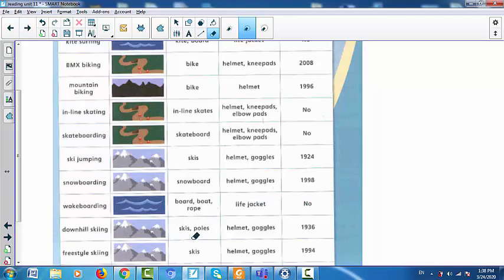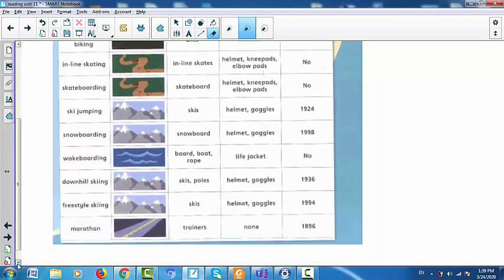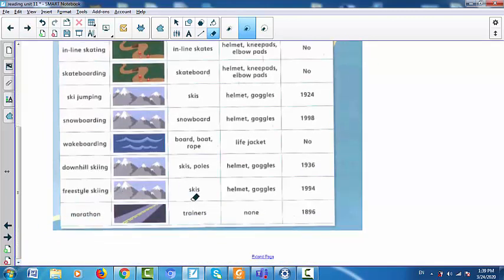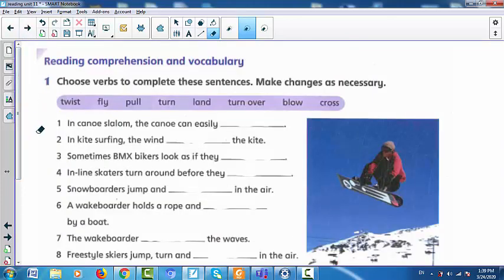Downhill skiing: skis, poles, helmet, goggles, 1936. Freestyle skiing: skis, helmet, goggles, 1994. Marathon: trainers, none, we don't need anything as protective clothes, 1896, so this is the oldest one. Now, you can move on to page 113 to do more exercises about the text.